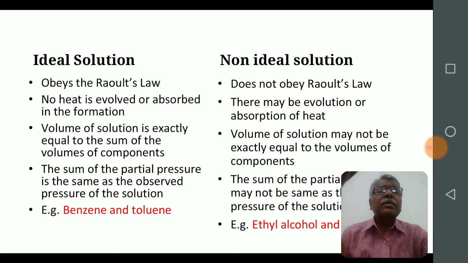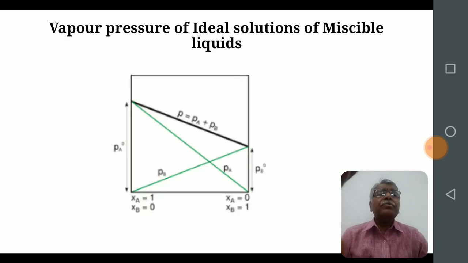The vapor pressure of ideal solutions of miscible liquids can be shown in this diagram. The diagram shows that the graph of Pa versus XA as well as Pb versus XB should be a straight line.